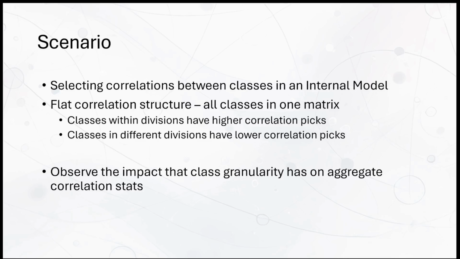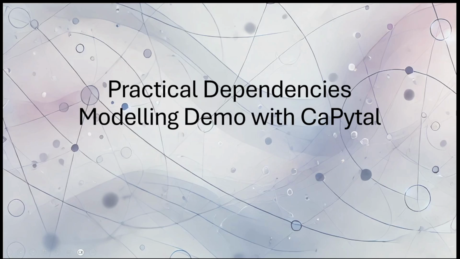And what we are going to look at in this talk is the impact that your choice of class granularity has on the observable correlation stats at the aggregate level, and how that's going to impact the way you need to think about benchmarks and parameter selection at the individual class level. So we'll jump into a demo using the CaPytal framework and have a look at some of these phenomena.